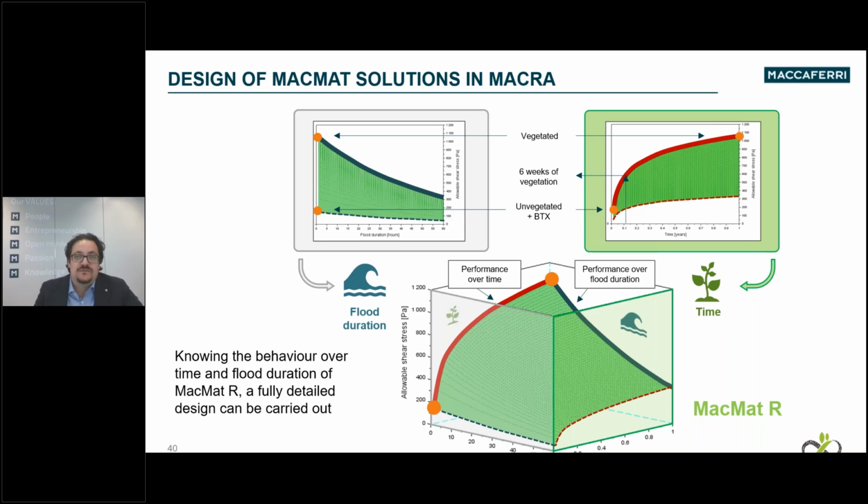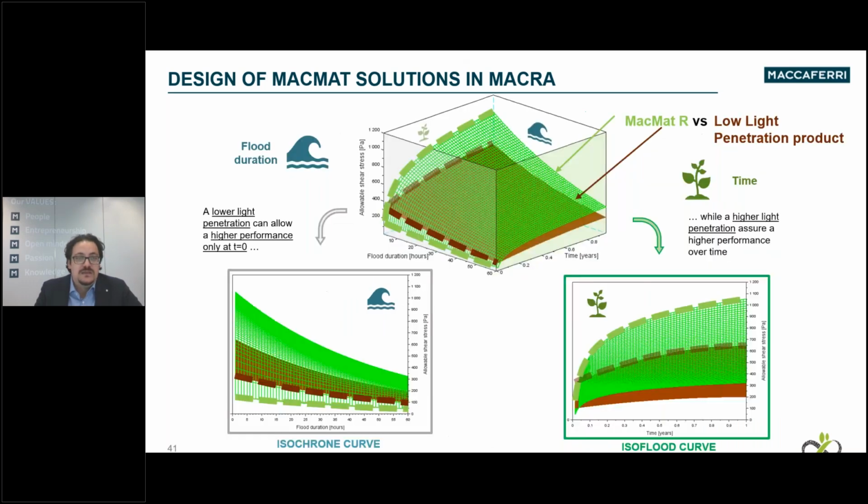And this 3D graph shows you the behavior related to the time, the flow duration, and the allowable shear stress applied. Just to explain, what is very important for us is that when you have a product that permits and increases the vegetation growing, the performance of this material will improve so much with the time.